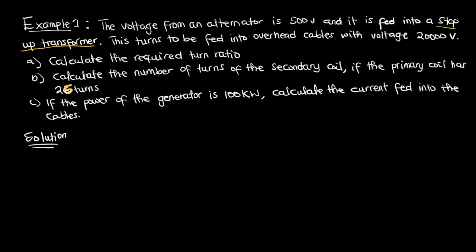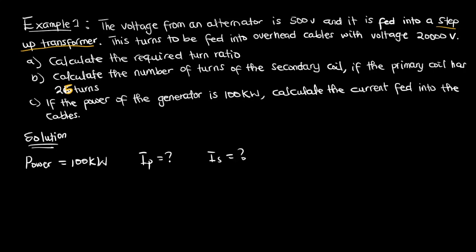So we've been asked that if the power of the generator is 100 kilowatts, we have to calculate the current fed into the cables. If you look at this, the current fed into the cables is the IS, or the secondary current. The current from the transformer into the power line is the IS. So we have the primary current, and then we have the secondary current, which the question is demanding that we find.